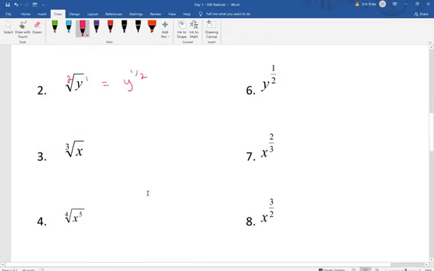So on number 3, it looks like this time we do have an index. We have a number outside as 3, but no power on the inside. So I went ahead and wrote that invisible 1 right there. And this time, changing it from radical to exponent form, we're going to have x to the 1 over 3. Inside goes on top, outside goes on bottom.